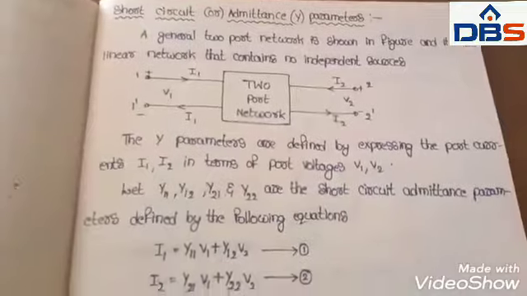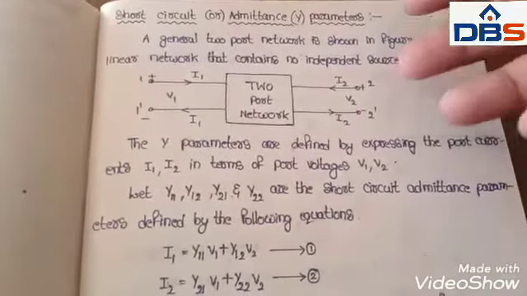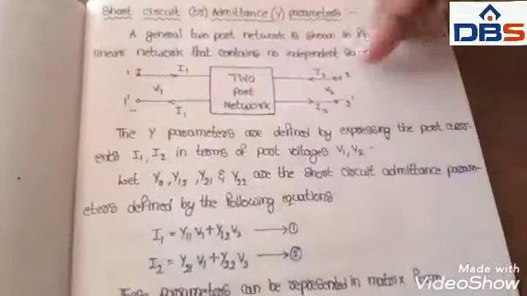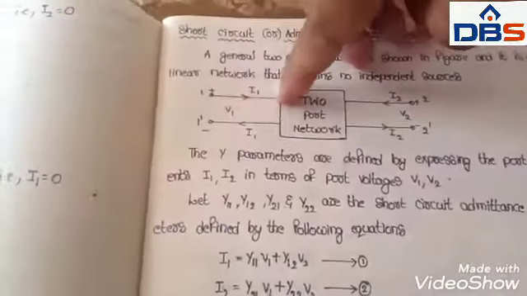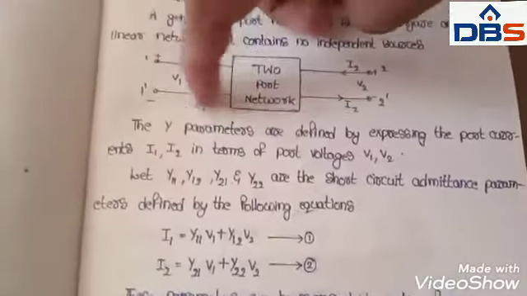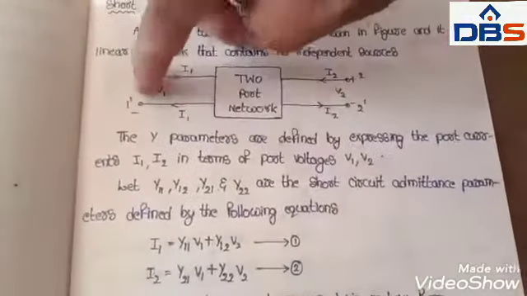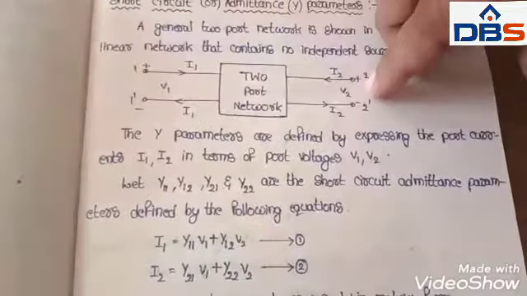Next one is the short circuit or admittance parameters. The general two port network: port 1, port 2, port 1 dash, port 2 dash. The incoming current is I1, the outgoing current at port 1 dash is I1, similarly I2 and I2 dash. Like that. Port voltages, input voltage V1 and V2.